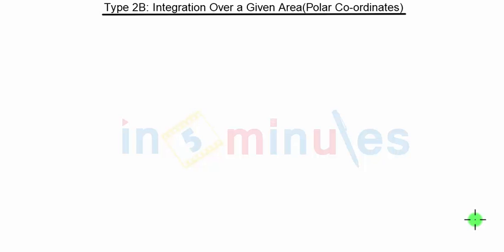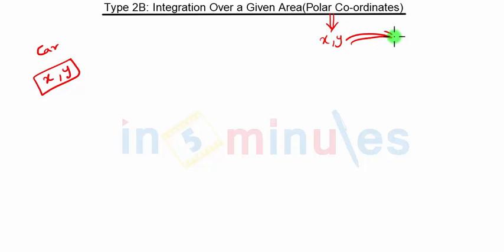In this video we are going to see type 2b of multiple integration, that is, integration over a given area using polar coordinates. Till now we saw Cartesian coordinates. In Cartesian coordinates we have the equation in terms of x and y, and the limits also in terms of x and y. But in polar coordinates we will be given our equation in terms of x and y, and we will convert that equation into polar coordinates in terms of r and theta.